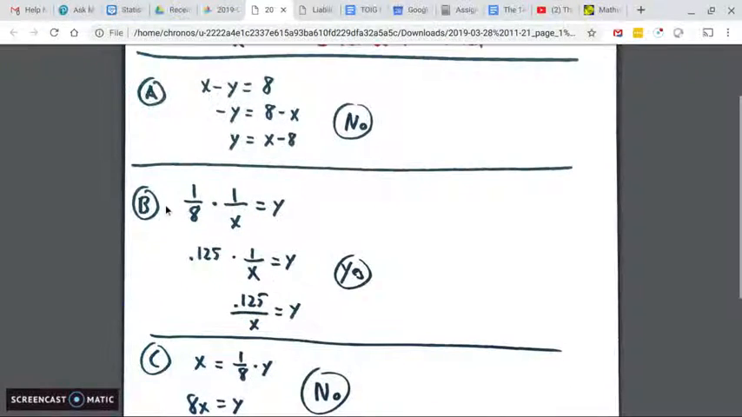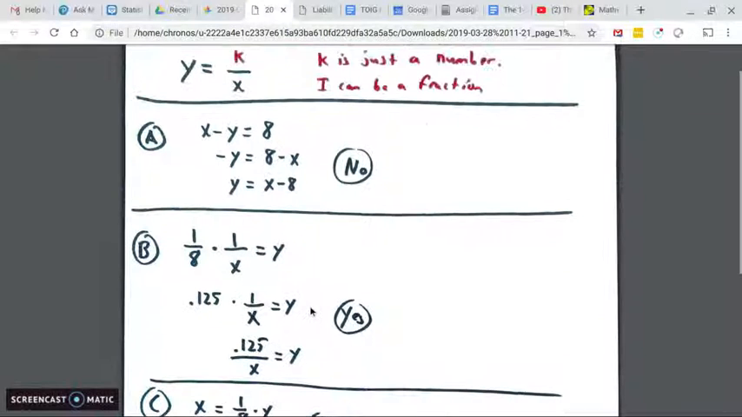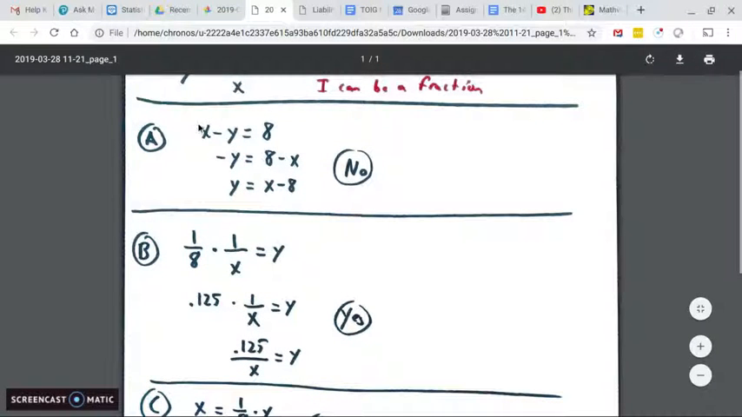The second one, I'm going to convert the 1/8 to a decimal. I do that because people sometimes forget how to do the fraction rules, so it ends up being a little easier. Sometimes they work with a decimal and see the inverse variation better. So I'm just converting that to 0.125, the decimal equivalent, and I'm multiplying that times the fraction 1 over x, and I get 0.125 over x is equal to y. And so that is the form that we're looking for.